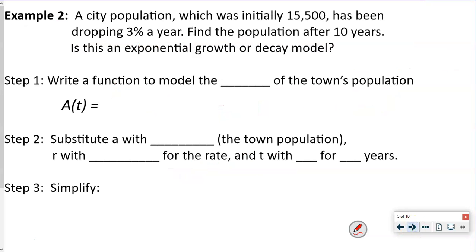All right, our next one. This is our next example. It says the city population, which was initially 15,500, has been dropping 3% a year. Find the population after 10 years. Is this exponential growth or decay? It says dropping here, you know. So write a function to model the decay of the town's population. This time we're going to subtract. So this is going to be A times 1 minus our rate of interest to the power of our time, right? So substitute A with the 15,500.